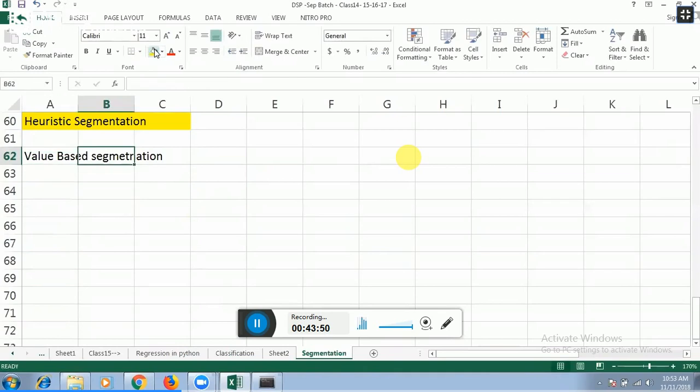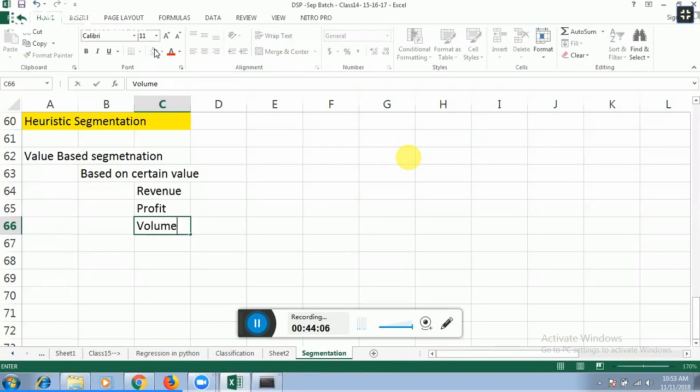What do you mean by value-based segmentation? You will divide the data based on a certain metric, a certain value. It can be revenue, profit, volume, the number of items you purchase. Maybe you can take CLTV, customer lifetime value. So based on certain things, you will predict.